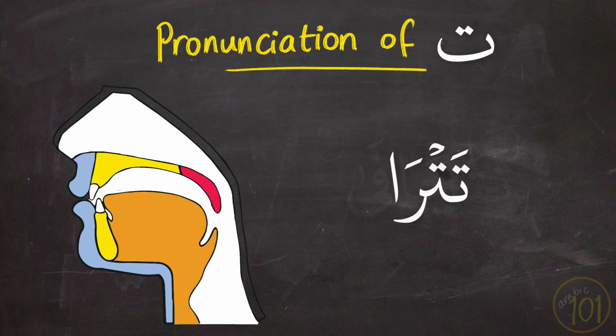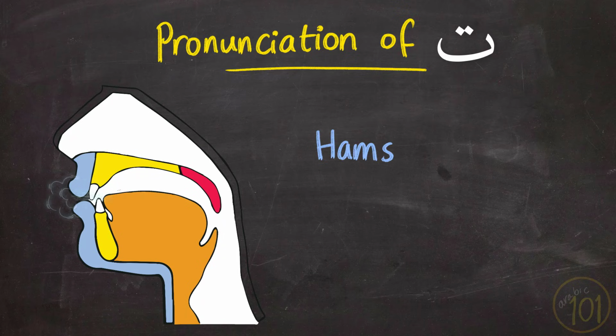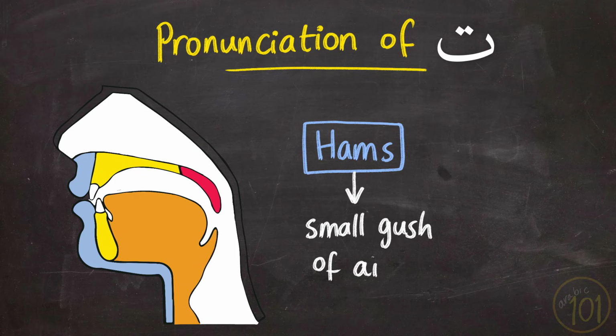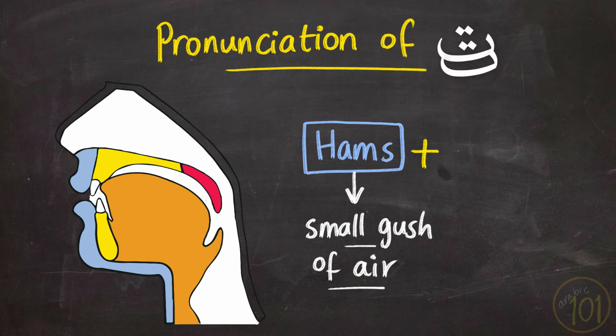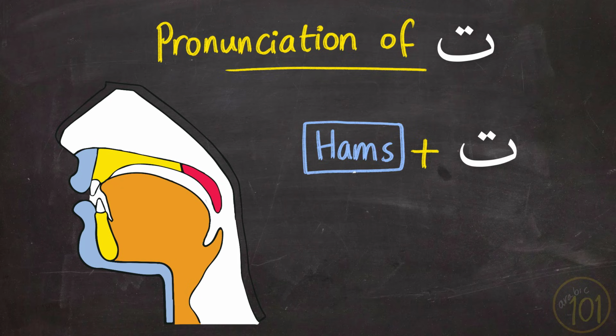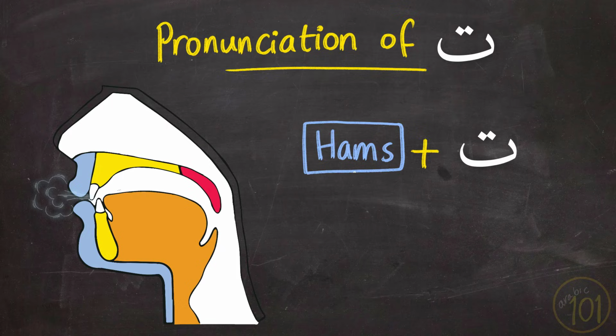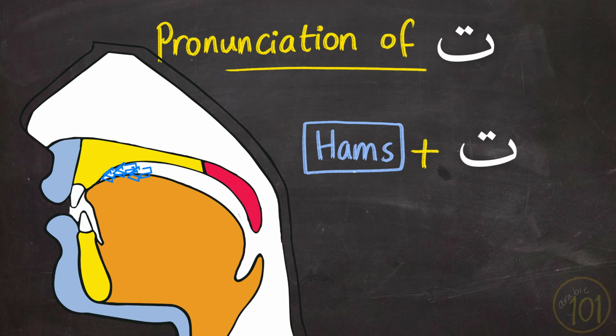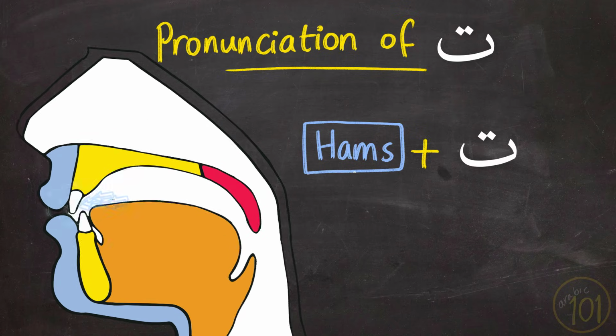تتجافى، تترى. And as you can hear, there is a very faint sound that follows the ta. We call that hams, and it is essentially a little gush of air that is released after pronouncing the ta, especially when ta has sukun, and you perform it by releasing the tongue from its pressing position. So, as a result of the pressure of the tongue, the air trapped behind it is released, causing the hams.